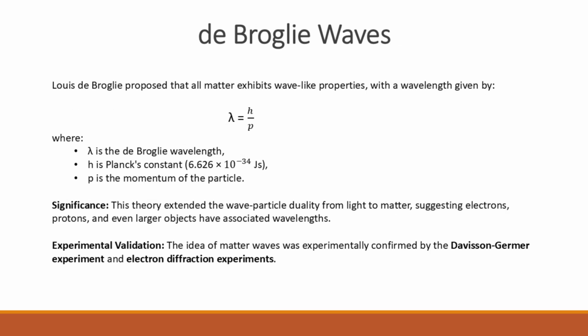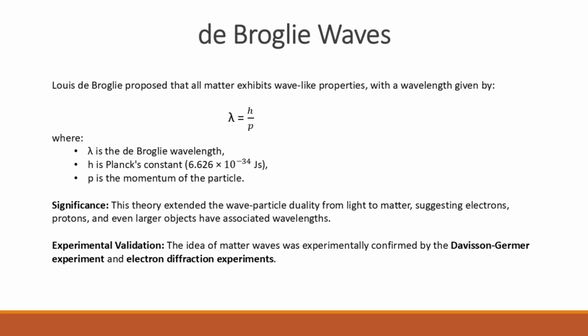Louis de Broglie proposed a groundbreaking theory suggesting that all matter possesses wave-like properties. His fundamental equation lambda equals h/p relates a particle's wavelength to its momentum, where lambda represents the de Broglie wavelength, h is Planck's constant, and p is the particle's momentum.